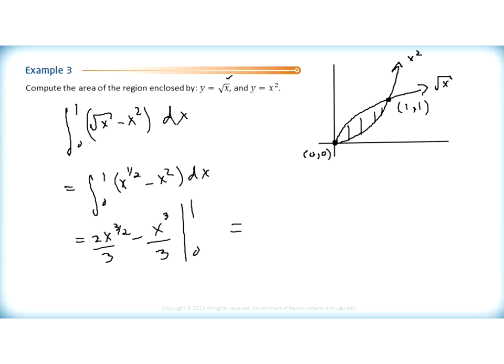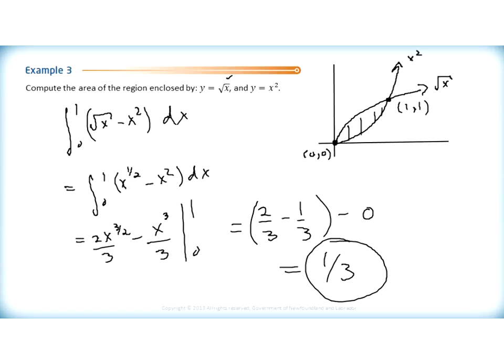So evaluating at 1, I'm going to get 2/3, subtract 1/3. And evaluating at 0, I'm going to get 0. So it looks like the magic answer here should be very simply 1/3. Interesting. Same as the area underneath x squared from 0 to 1.